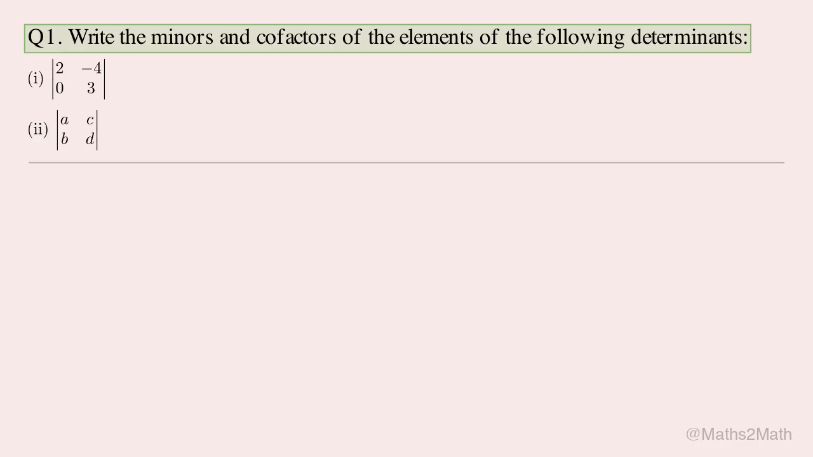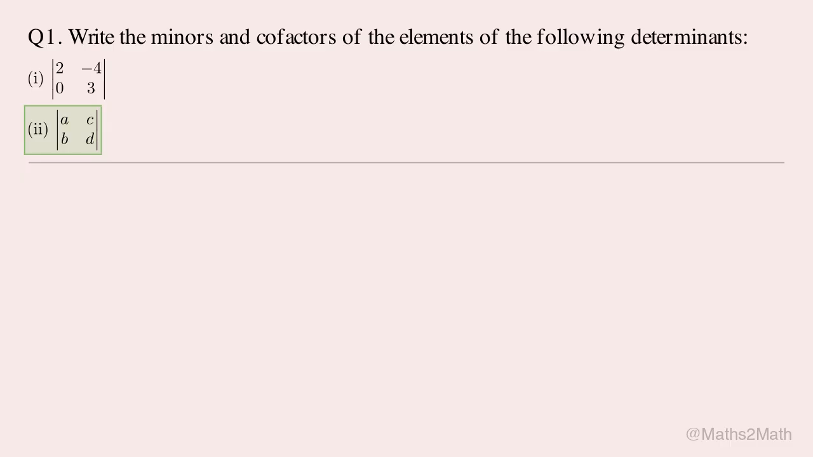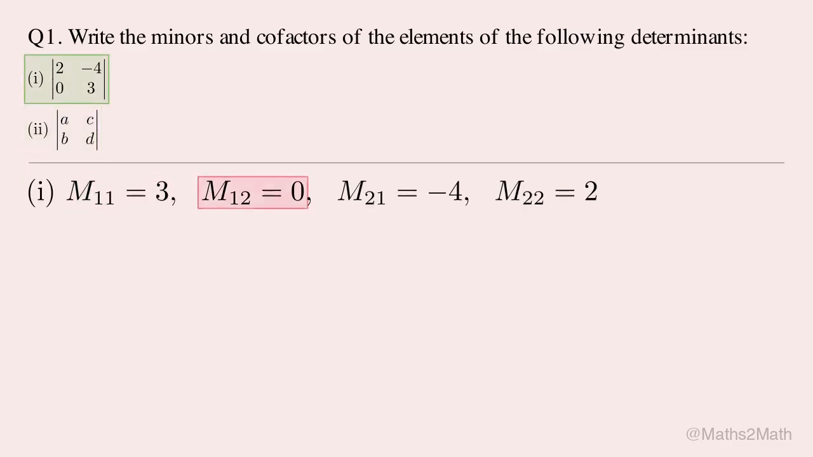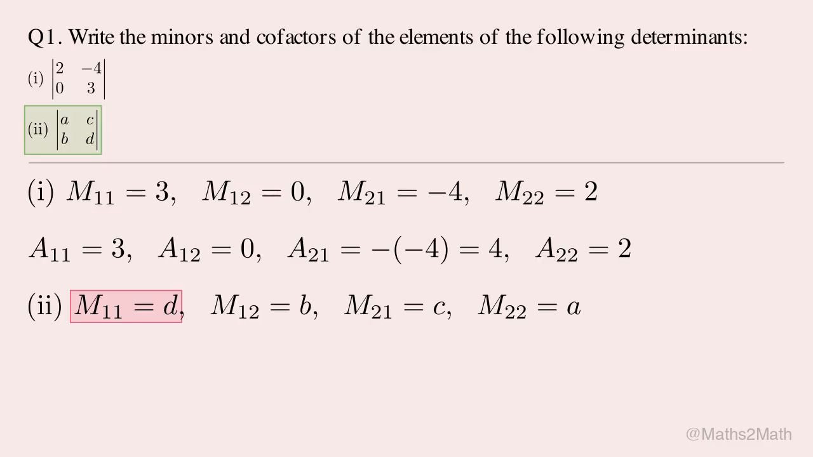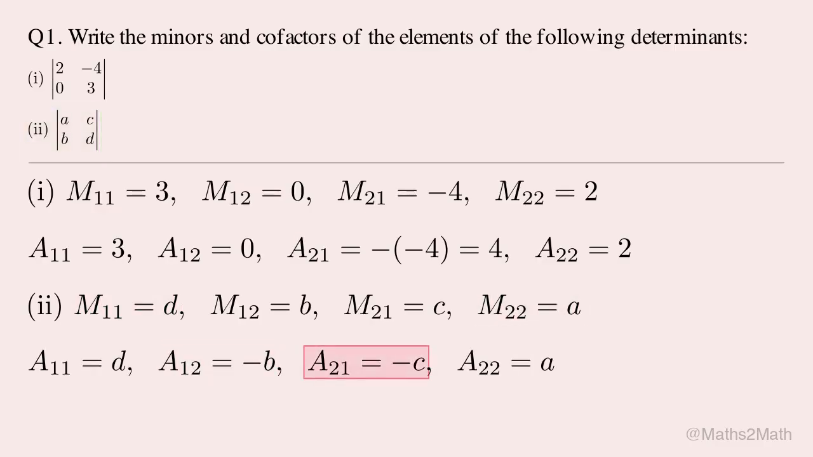Question 1. The minor of an entry is the determinant left after deleting its row and column. The cofactor attaches the checkerboard sign. 2 by 2 determinants to process. Part 1, minors. Delete each entry's row and column and read what remains. Cofactors apply the sign (-1) to the power i plus j. Only the 1, 2, and 2, 1 positions flip. Part 2, the same in letters, minors first, and cofactors, with the 2 off-diagonal signs flipped.